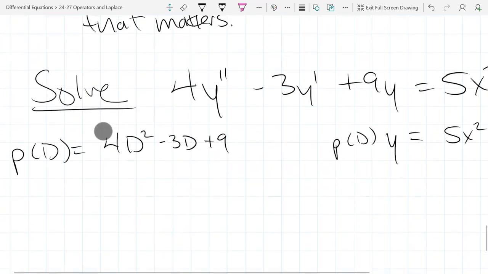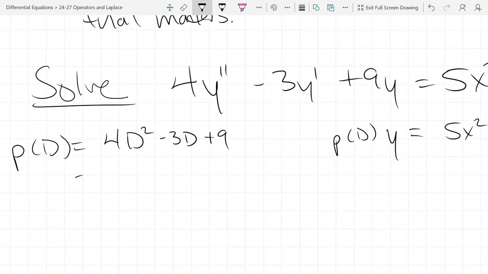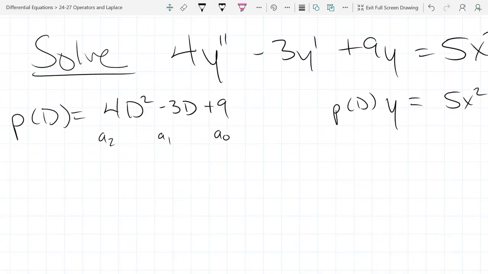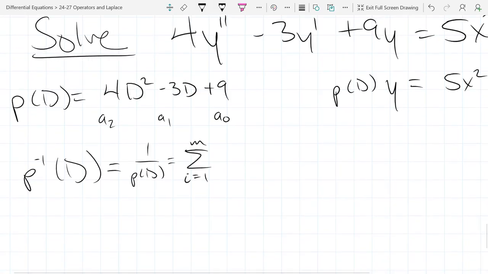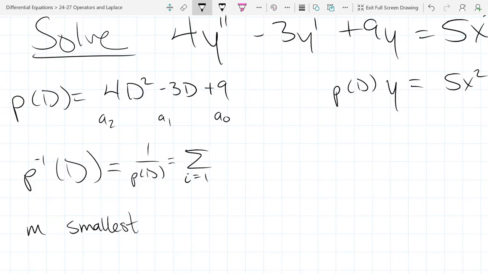Now we're going to write down A2, A1, and A0 and try to see if we can use that theorem above and rewrite the inverse operator. So we got A2, A1, and A0. So I'm copying out of the notes from above, P inverse of D, 1 over P(D), or summation.